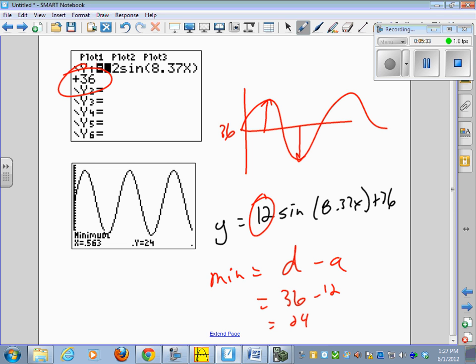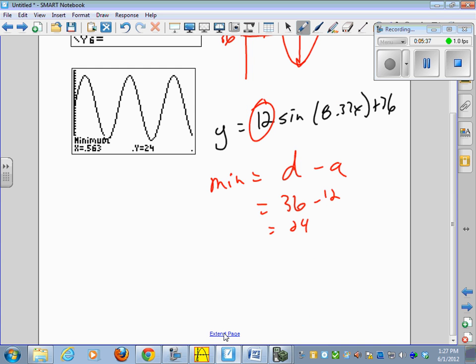Would maximum just be padding? What would the max be, Rowan? Excellent question. The maximum would be d plus a. Very good. 36 plus 12, 48. Give yourself a sticker, Rowan.